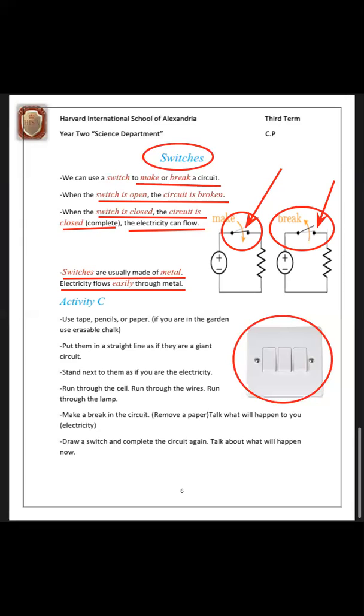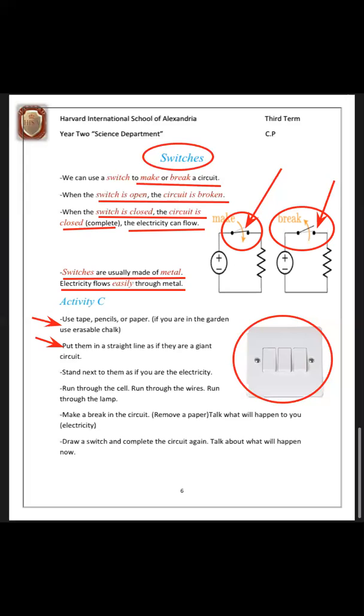Activity letter C. Okay. You're going to do this on the floor using tape or pencils or papers. If you are staying in a place where you have a garden, use it with erasable chalk, if you have it. Put them in a straight line as if they are a giant circuit. So put the papers in a straight line, or put the pencils or the tape in a straight line, as if this is a giant circuit.